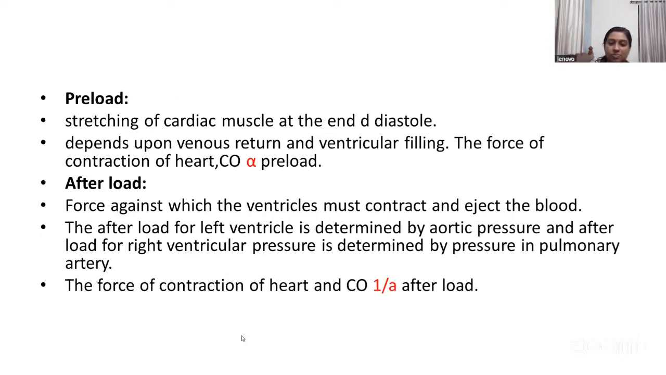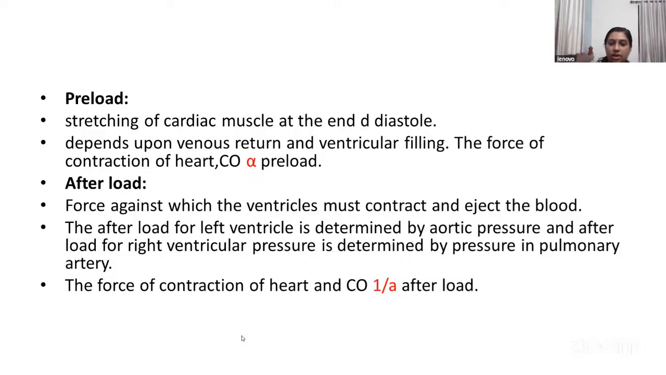Also the preload. What is preload? Preload is the stretching of cardiac muscle at the end of the diastole. We know that when the blood is filling the ventricle, the muscles of the ventricles will stretch in order to accommodate the blood. There is one law called Frank-Starling's law, in which the initial stretch of the muscle is responsible for the force of contraction. It is directly affecting the force of contraction. If the initial stretch is more within the physiological limits, then the contraction will be more. That's what we call Frank-Starling's law.